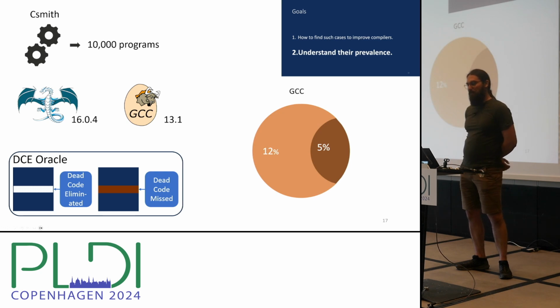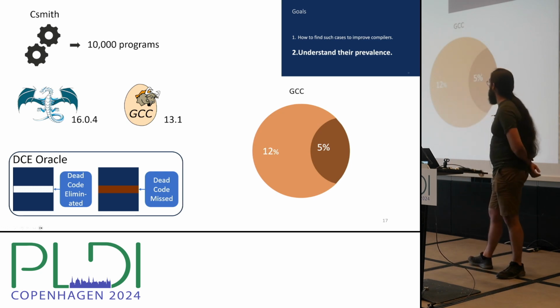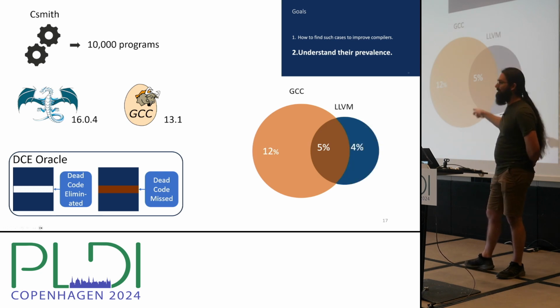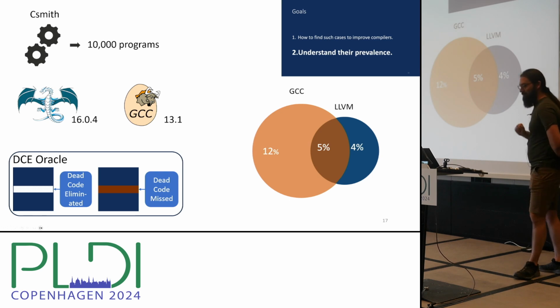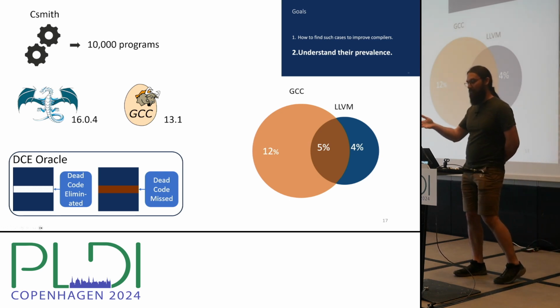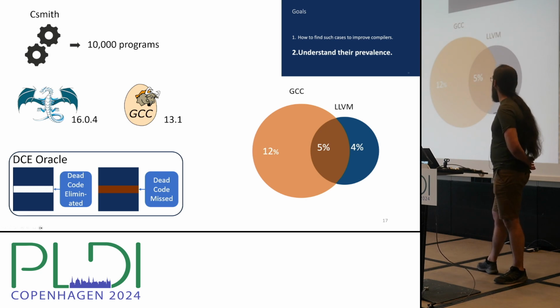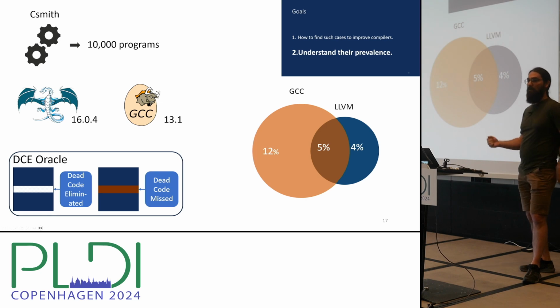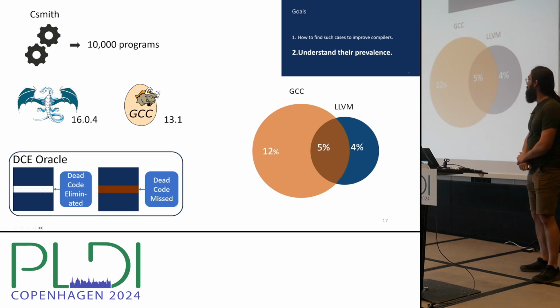It turns out that in around 9% of the test programs, we could trigger this behavior in GCC, and around 9% of the programs we could trigger this with LLVM. So this shows that, at least in auto-generated code, this is not rare at all, and we can very reliably trigger this behavior.